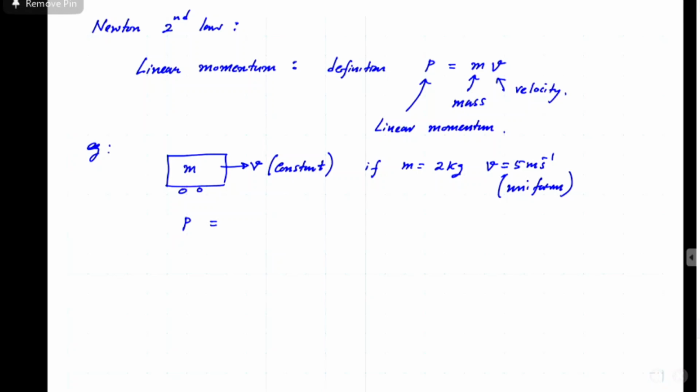So momentum is equal to m times v. That would be 2 kg times 5 m s^-1. That is going to be 10 kg m s^-1. The units are important too.